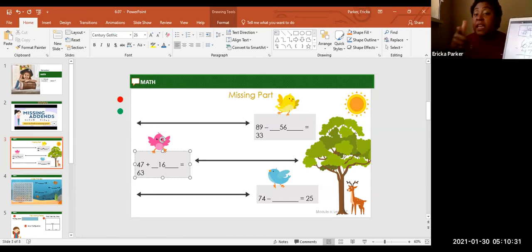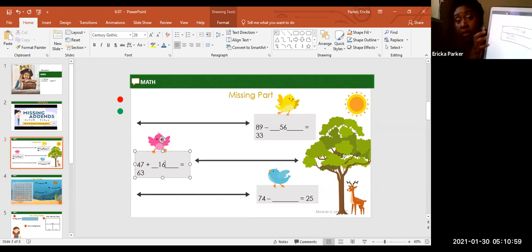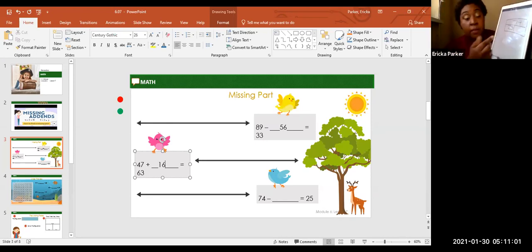All right, let's look at the problem with the bluebird. Again, let's look at what they're giving us: 74 minus blank equals 23. If you need to, you can set it up on your paper. They gave us one part, which was 25, and then they gave us 74. Whatever that other part equals makes that 74. So we need to set our problem up: 74 minus 25.